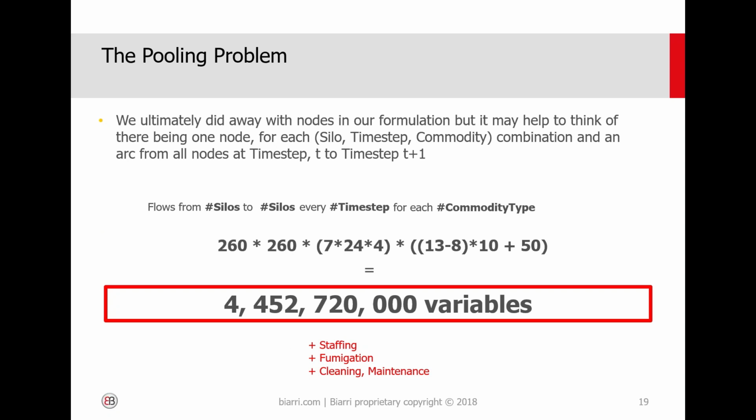We have roughly 260 silos by 260 silos, so you can get one product from one silo to any other silo, over a 4-week horizon, so 7 days by 24 hours by 4 weeks. And for each commodity type, that's 13 minus 8, that's just the way it's counted, times 10 plus 50, gives you 4.5 million variables. Now, if you just take a problem like this and think, I'm just going to throw that into Gurobi, you're probably going to blow up the server that Gurobi is sitting on.